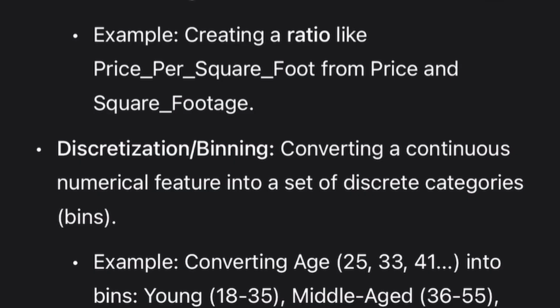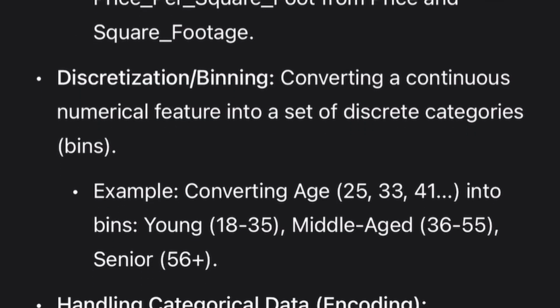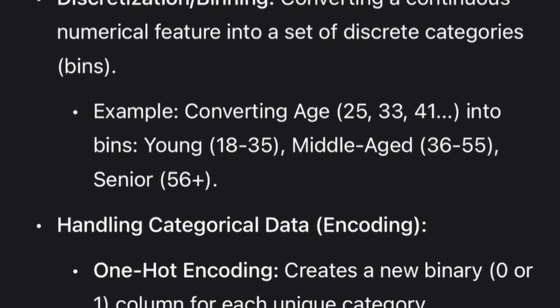Discretization binning, converting a continuous numerical feature into a set of discrete categories, bins. Example, converting age, 25, 33, 41, into bins, young, 18 to 35, middle-aged, 36 to 55, senior, 56 plus.